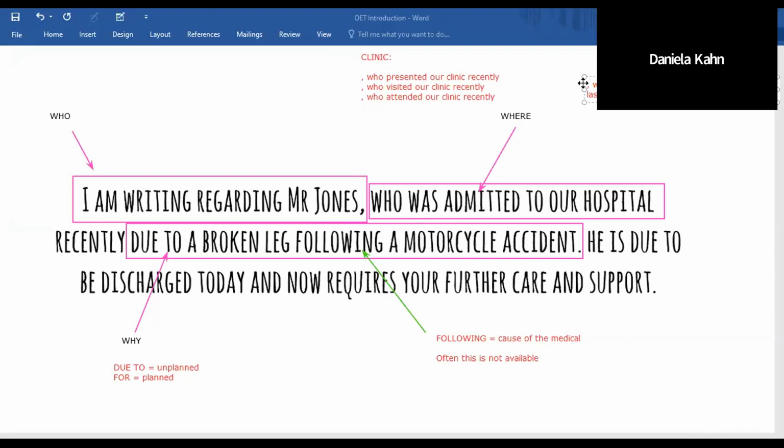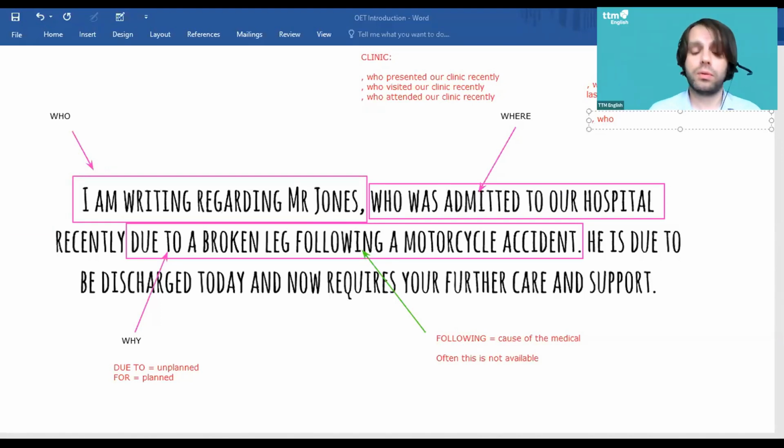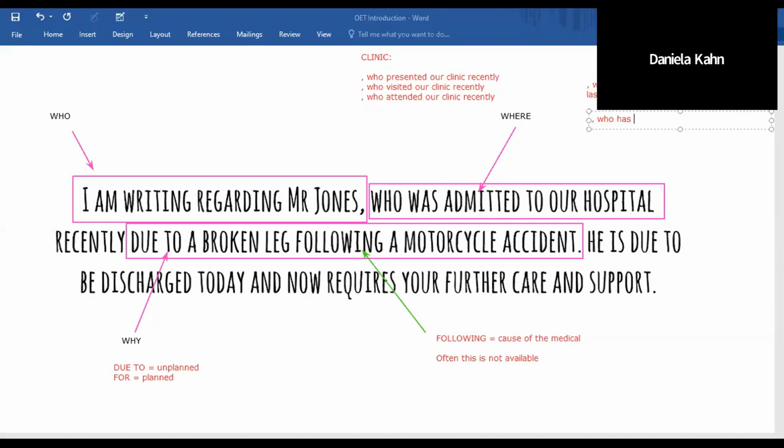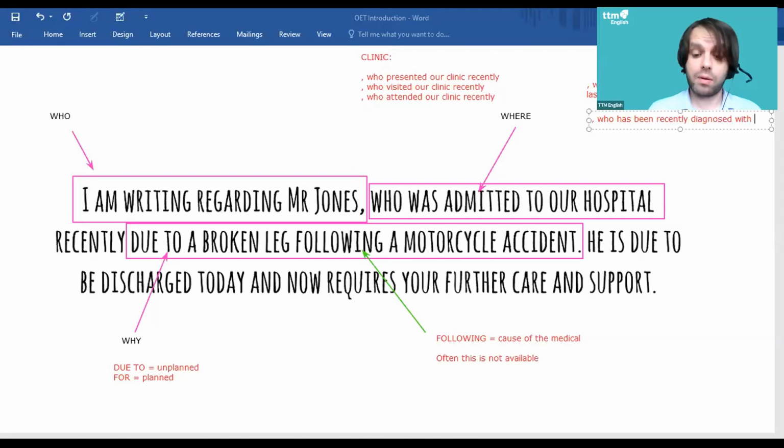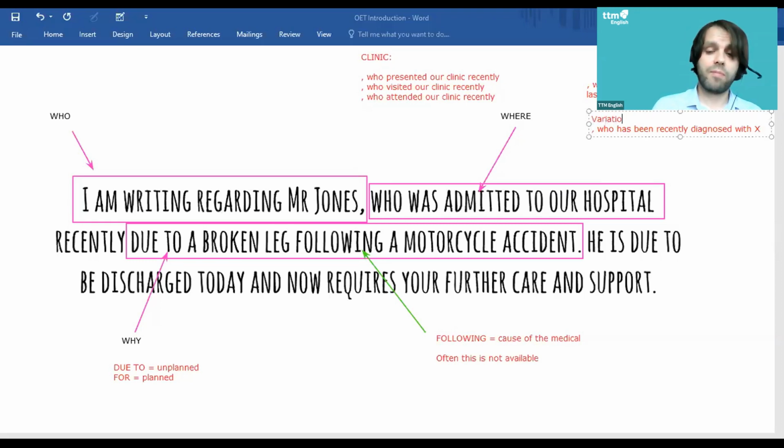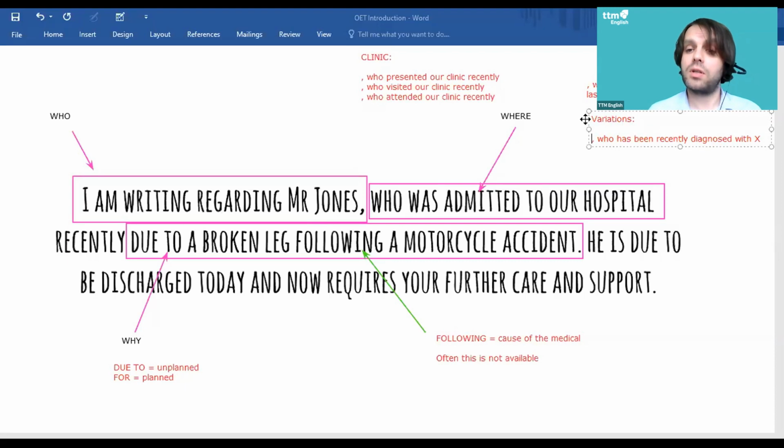Of course, if we are writing a discharge, we need to say that this person was admitted. But if this person just visited us, let's do the variation. What would you say? Who could be who has been recently diagnosed with pneumonia. Yeah, you could say that, right? I'm happy for you to say that. These are variations, guys, of my pattern. So you're welcome to do that.